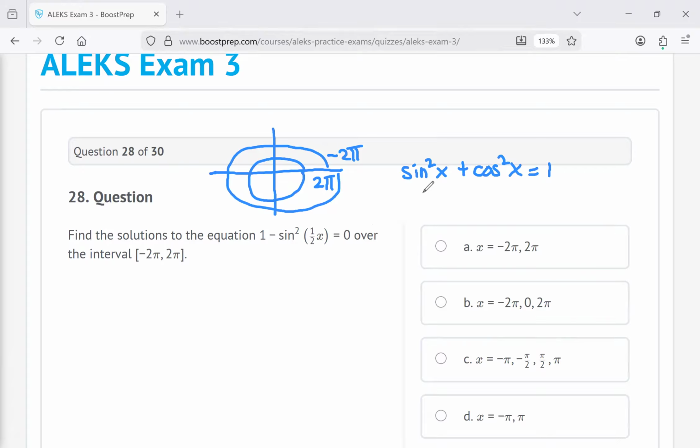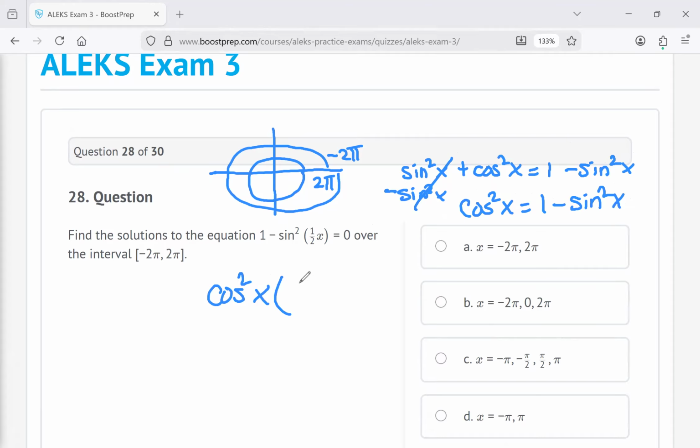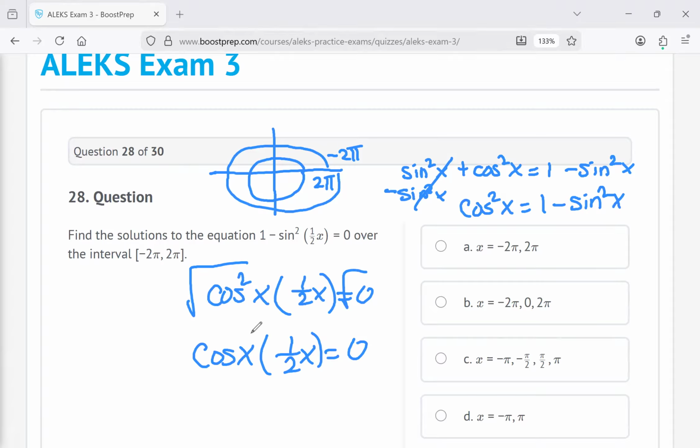So I'm going to have to subtract sine square of x from both sides. So you get cosine square of x equals 1 minus sine square of x. Okay, and then what you're going to do is replace this with cosine square of 1/2 x. And then I guess what we could do is take the square root of both sides. We have cosine of 1/2 x equals 0.